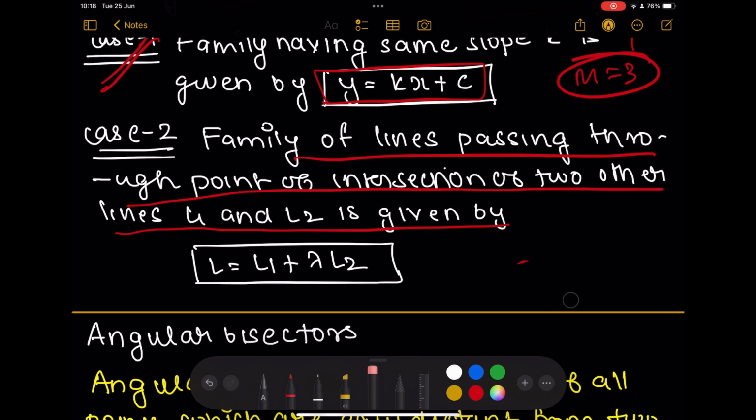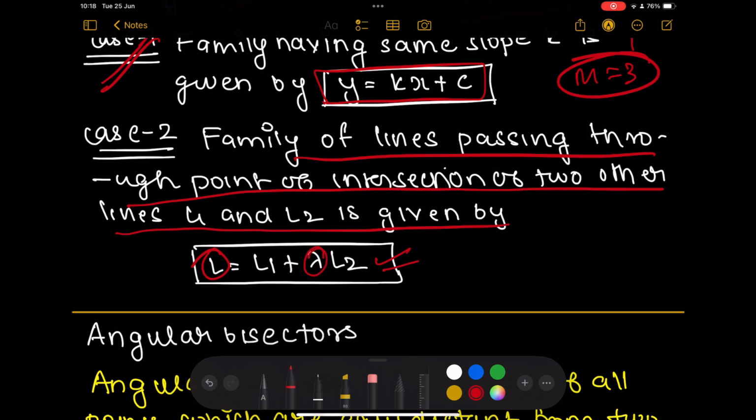Okay, they'll give any two lines and they'll say that a third line is passing through the point of intersection. Then immediately you must understand that the third line will be of the form L1 plus lambda L2. Right? The third line L can be given in the form L1 plus lambda L2, and this lambda could be found in some way or other.